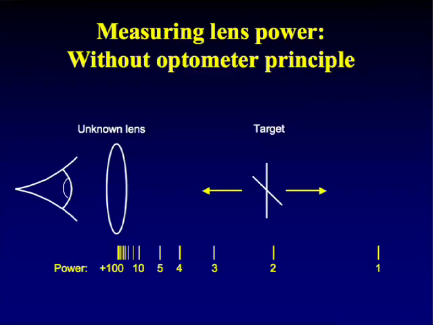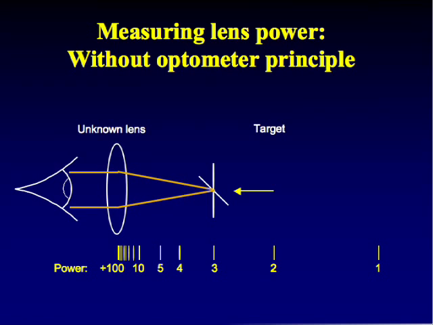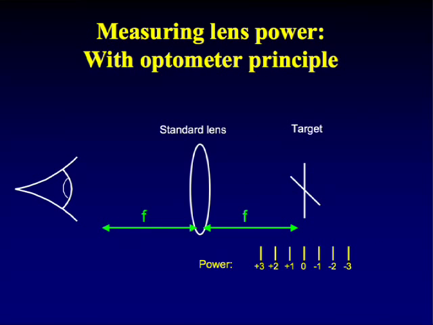The problem with that is that as you get closer to higher powers, tiny movements give big shifts in the dioptric power. Plus, how do you measure a minus lens that way? Then you have to slip some other lens in place or something. So it just doesn't work well. So the optometer principle says you add a second lens called a standard lens.